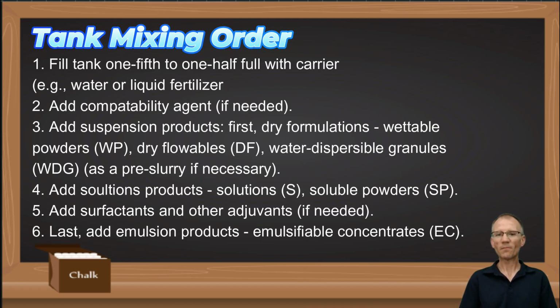Third, we would add suspension products. First, we would add dry formulations or wettable powders, dry flowables, and finally water dispersible granules as a pre-slurry if needed. Fourth, we would add solution products, solutions or soluble powders. Fifth, we would add surfactants and other adjuvants if needed. And sixth, finally, we would add emulsion products, emulsifiable concentrates. This gives you a really good idea of a tank mixing order and will help you as you're out mixing pesticides as well as passing core exams.